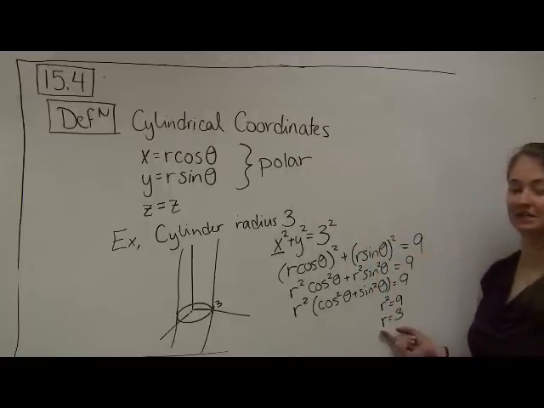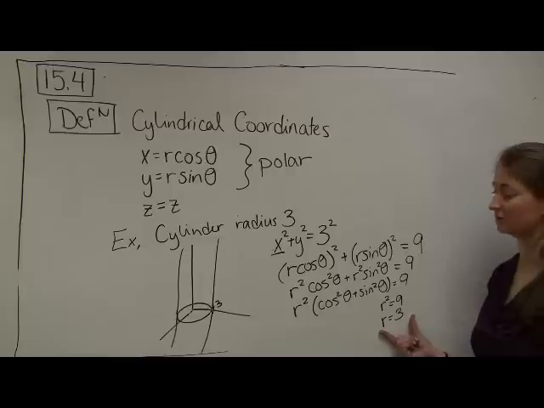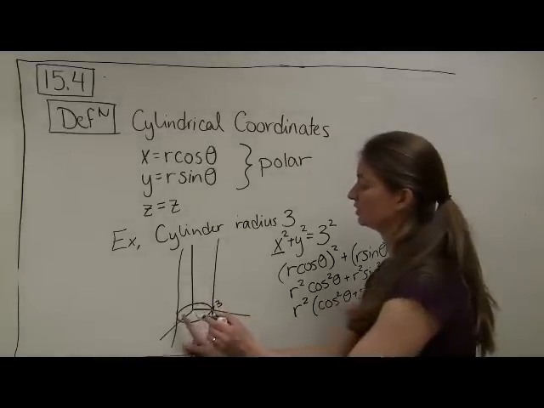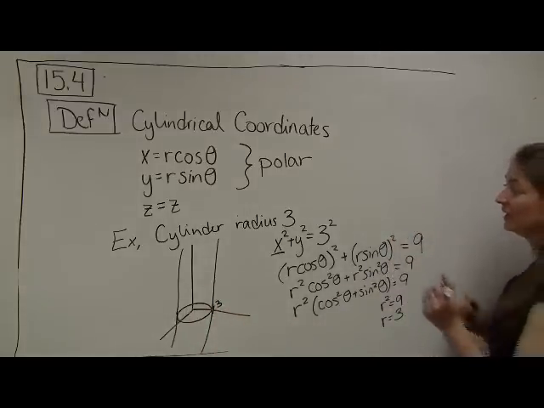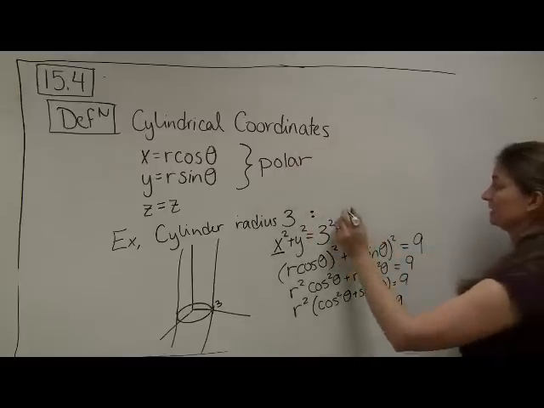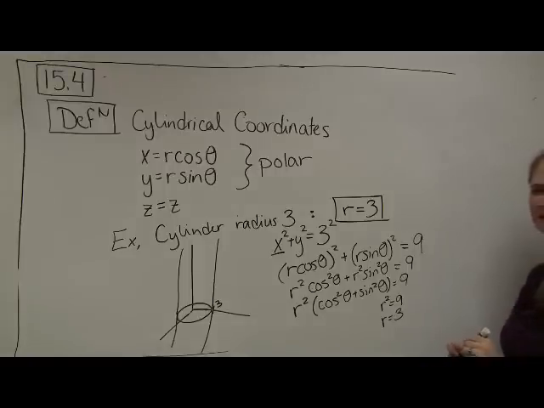That's a convention that isn't universal, but it's something that we're going to do. We're going to restrict our r values to being positive, because if I wanted to think of a negative r value, I could just change my theta angle. So final conclusion, a cylinder of radius 3 in my cylindrical coordinates is given by r equals 3. That doesn't look like much of an equation, right?